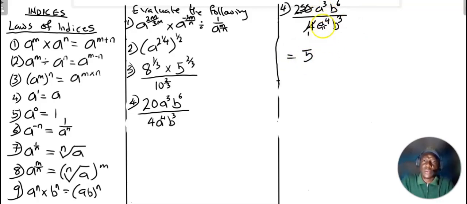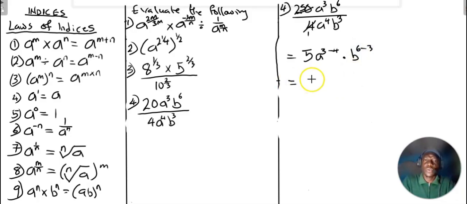Then the like terms, we'll do the like terms here. a raised to the power 3 divided by a raised to the power 4. a raised to the power m divided by a raised to the power n, so their powers will subtract. That's going to be a raised to the power 3 minus 4. Then b raised to the power 6 divided by b raised to the power 3, the powers will also subtract. So times b raised to the power 6 minus 3.